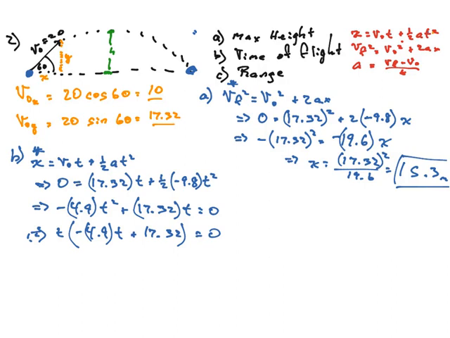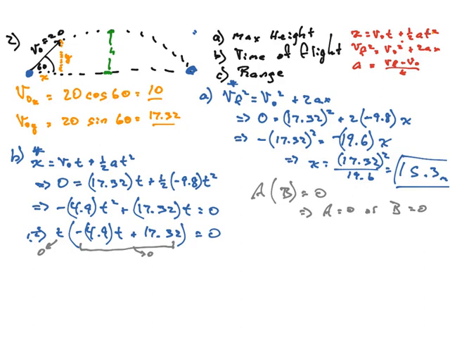And now all I have to do is figure out how do I solve an equation like this. And we discussed this at the beginning of the semester with math. If you have something that looks like a times b equals 0, this implies that a is 0 or b is 0. Thus, either t is 0 or this whole thing is equal to 0.